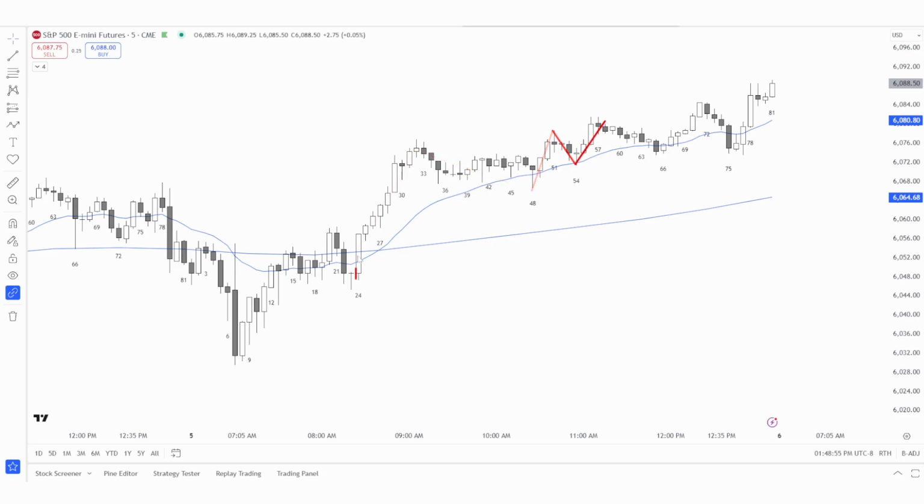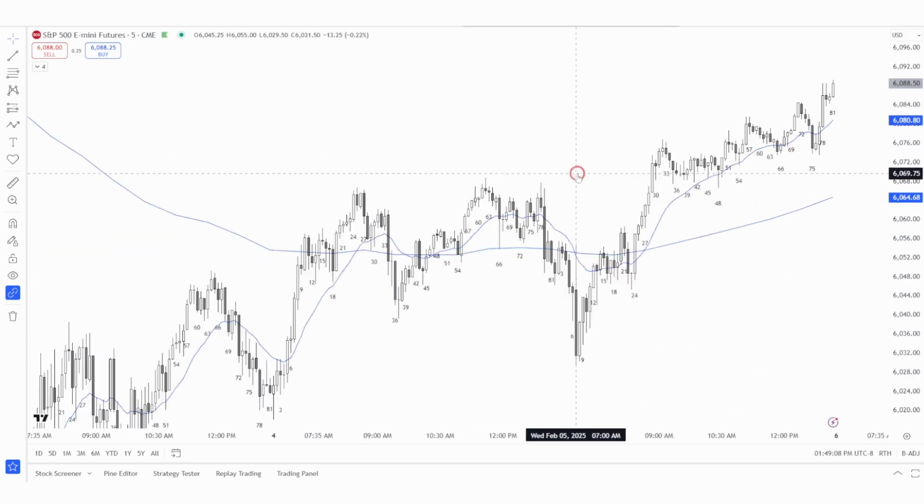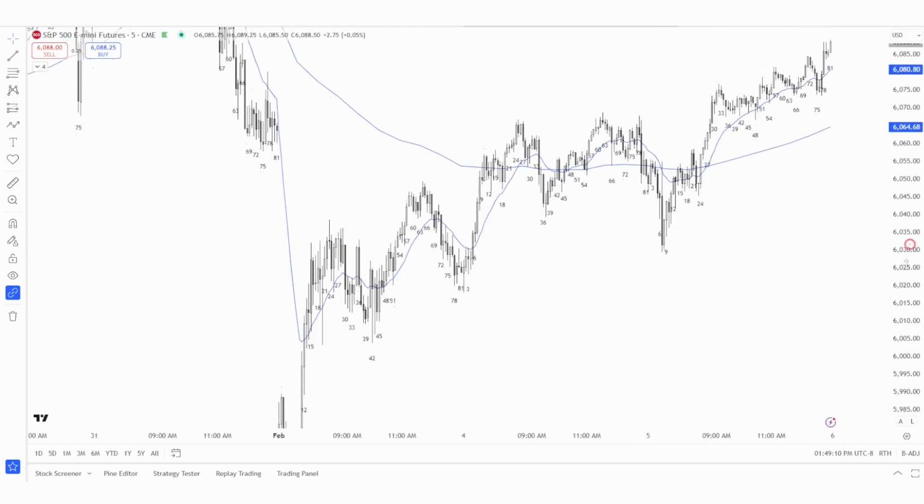Leg three. Leg one, pull back. Leg two, pull back. Leg three. Leg one, pull back. Leg two, pull back. Leg three. So if you guys were buying these highs expecting a rally, there's so many third legs going on within 66 through 71.